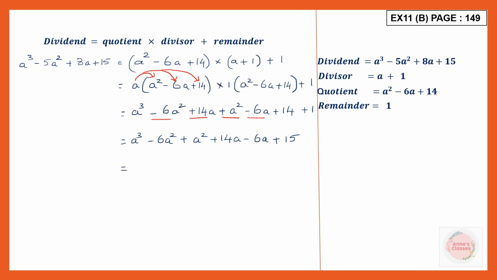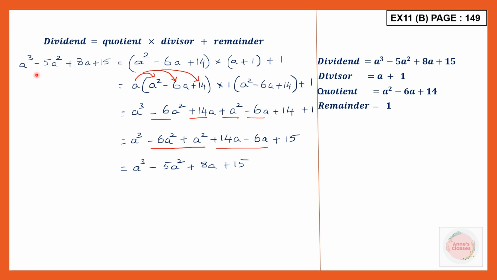Now let's work on all this. So a cubed, let's work on the like terms. So here the signs are different. So we put the sign of the bigger number and we subtract, 5a square. Then we have the next one, 14a minus 6a. Signs are different. Put the sign of the bigger number and subtract. 14 minus 6 is 8, 8a, and then plus 15. Now this is what we have on the right hand side, isn't it? A cubed minus 5a square plus 8a plus 15.